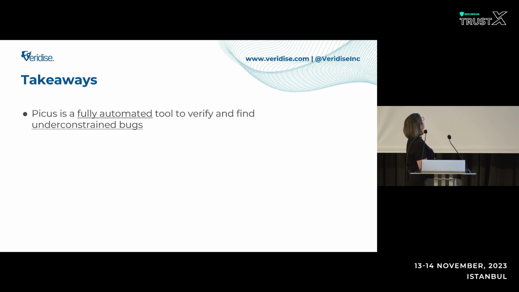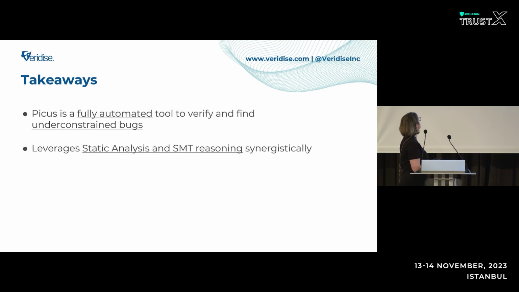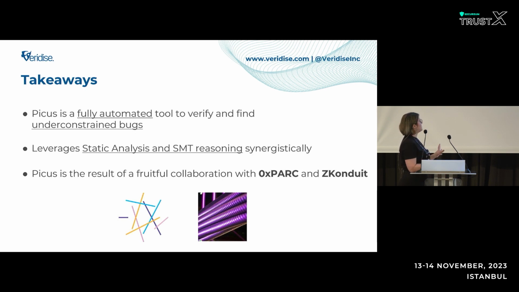So a few takeaways. Picus is a fully automated tool that is able to verify and find under-constrained bugs in zero-knowledge circuits. It also leverages static analysis and SMT reasoning. And this work was a collaboration between 0xSpark and ZConduit. So this is a good moment to thank them for this collaboration.